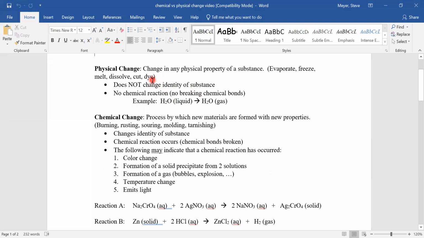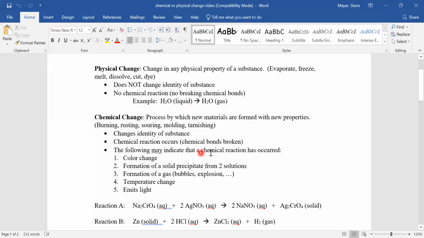We talk about cutting something, which would really just be splitting it at the atomic level. We're not splitting the atom, we're just separating atoms. Dyeing something, dissolving something would all be physical changes. And all of our phase changes, evaporating, freezing, melting, condensation, sublimation, deposition, are all physical changes. For example, if H2O liquid evaporates or vaporizes to H2O gas, the molecules of H2O are intact here, they're intact here. We separate the molecules from each other when we go to a gas, but the molecules are intact, so it's not a chemical change.